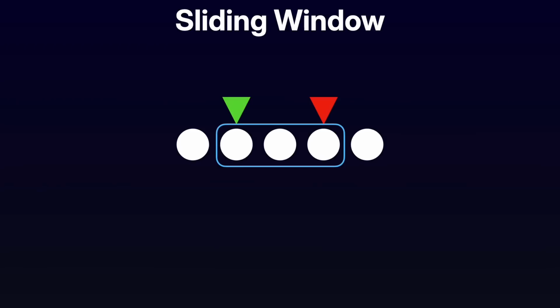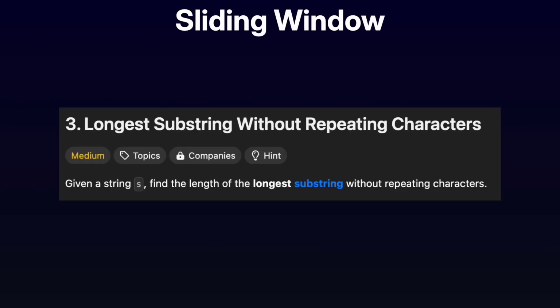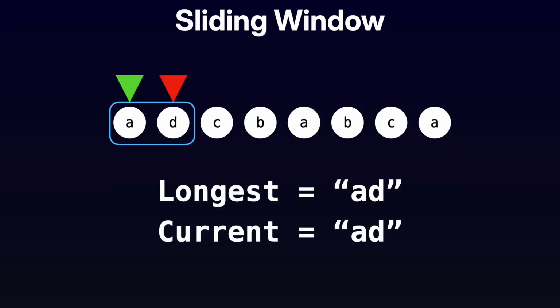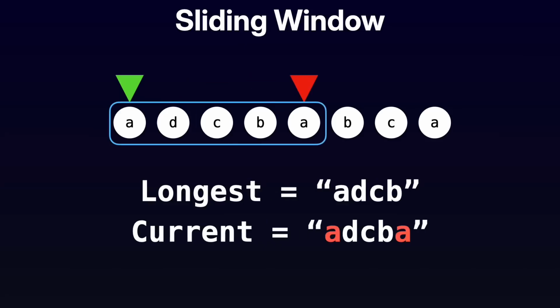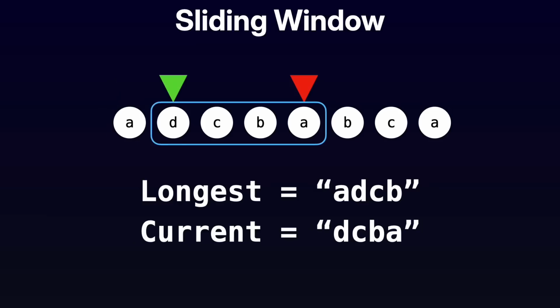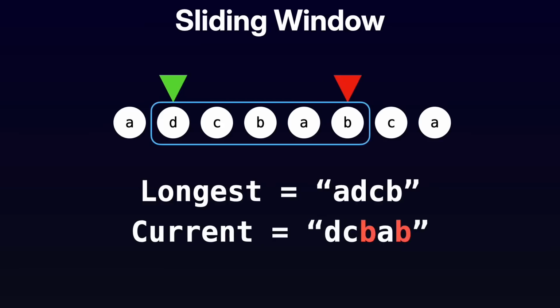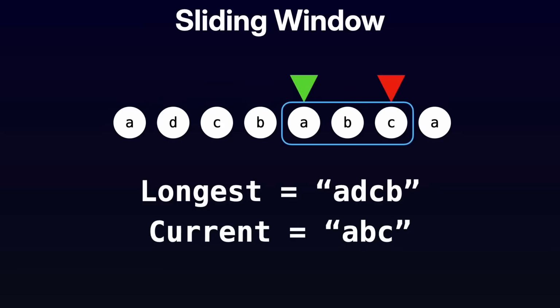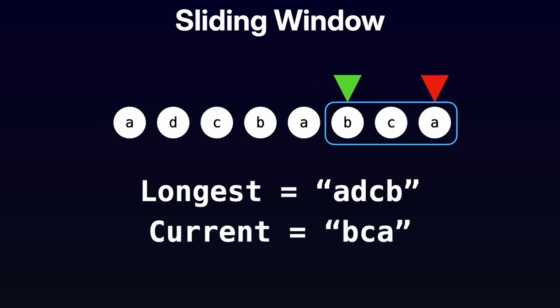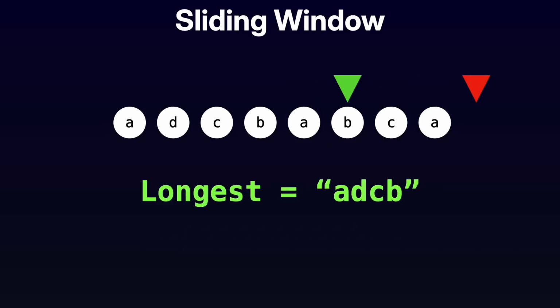For example, in a problem where you need to find the longest substring without repeating characters, the window expands by moving the end pointer to include new characters. If the window encounters a repeated character, the start pointer moves forward to shrink the window and eliminate the duplicate. This dynamic process allows you to efficiently solve problems that require analyzing continuous segments of an array or string, without retraversing the structure multiple times.